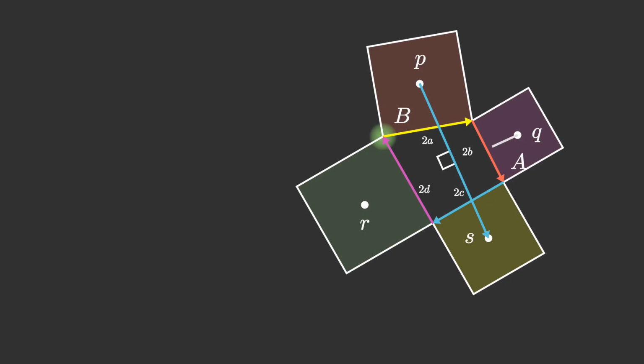Let's draw a square. As you can see on the screen, I ask you a simple question. Can you prove that the line from P to S and the line from Q to R are perpendicular?